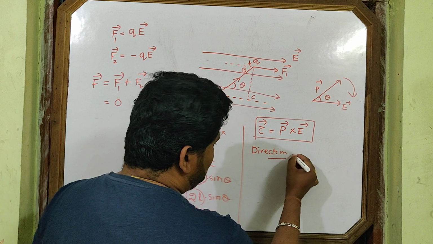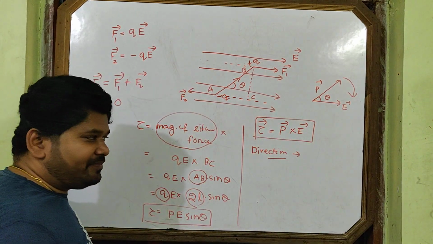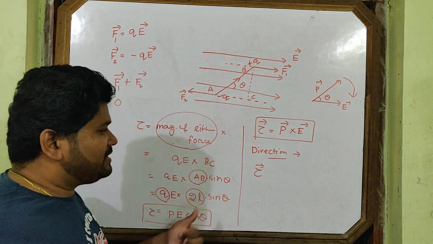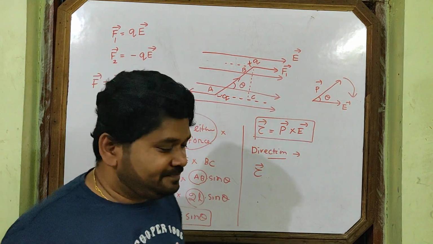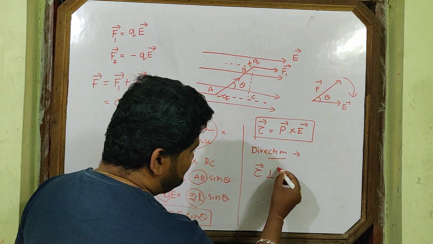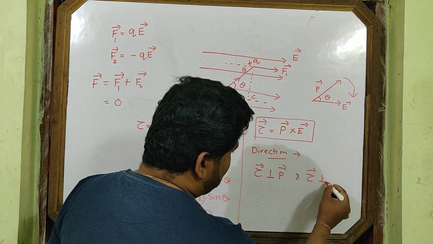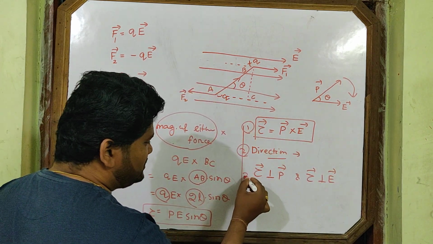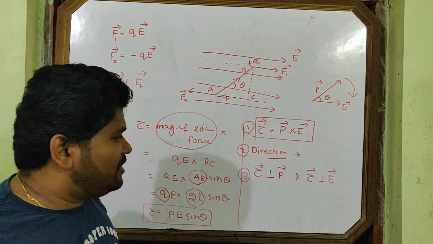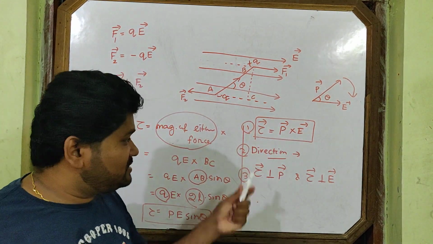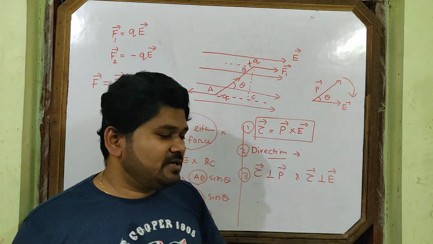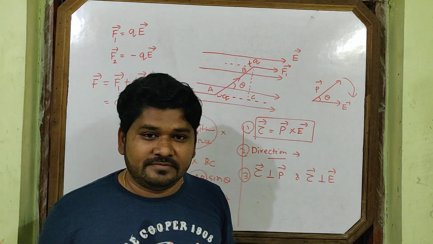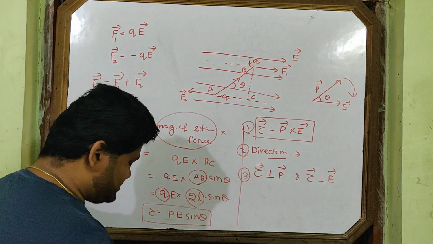This is one question that may come: what is the direction of torque? Or one question may come: which pair of vectors are perpendicular? Tau vector is perpendicular to P vector, and tau vector is perpendicular to E vector. This can be a question: write the pair of perpendicular vectors. Tau and P are perpendicular, tau and E are perpendicular. What more questions can be asked here? One more question I am discussing.